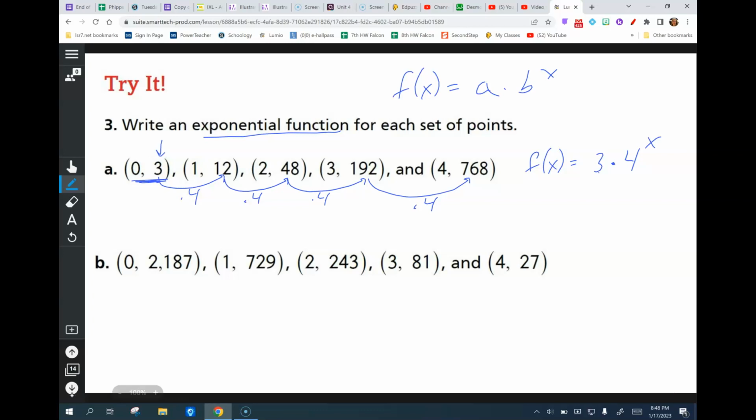Okay, now if we were in the classroom right now, I'd like you to try this next one. So I'm going to pause and let you try that. So we know that a is equal to 2,187. Yay! Now we have to find the ratio.